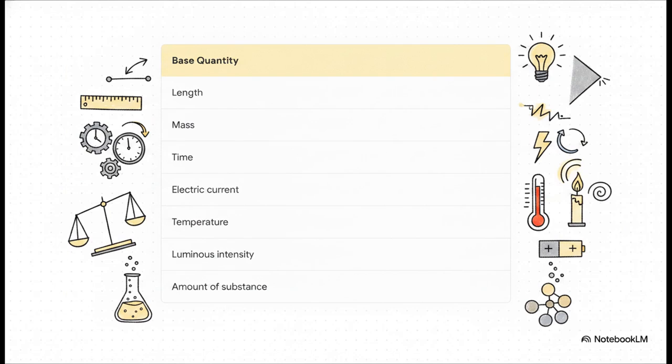And here they are. These 7 base quantities act as our definitive physics alphabet. We're looking at length, mass, time, electric current, temperature, luminous intensity, and the amount of substance. Every single thing we can possibly measure in the known universe, literally no matter how wild or complex the phenomenon is, traces its lineage directly back to these 7 foundational blocks. It's kind of mind-blowing when you think about it.